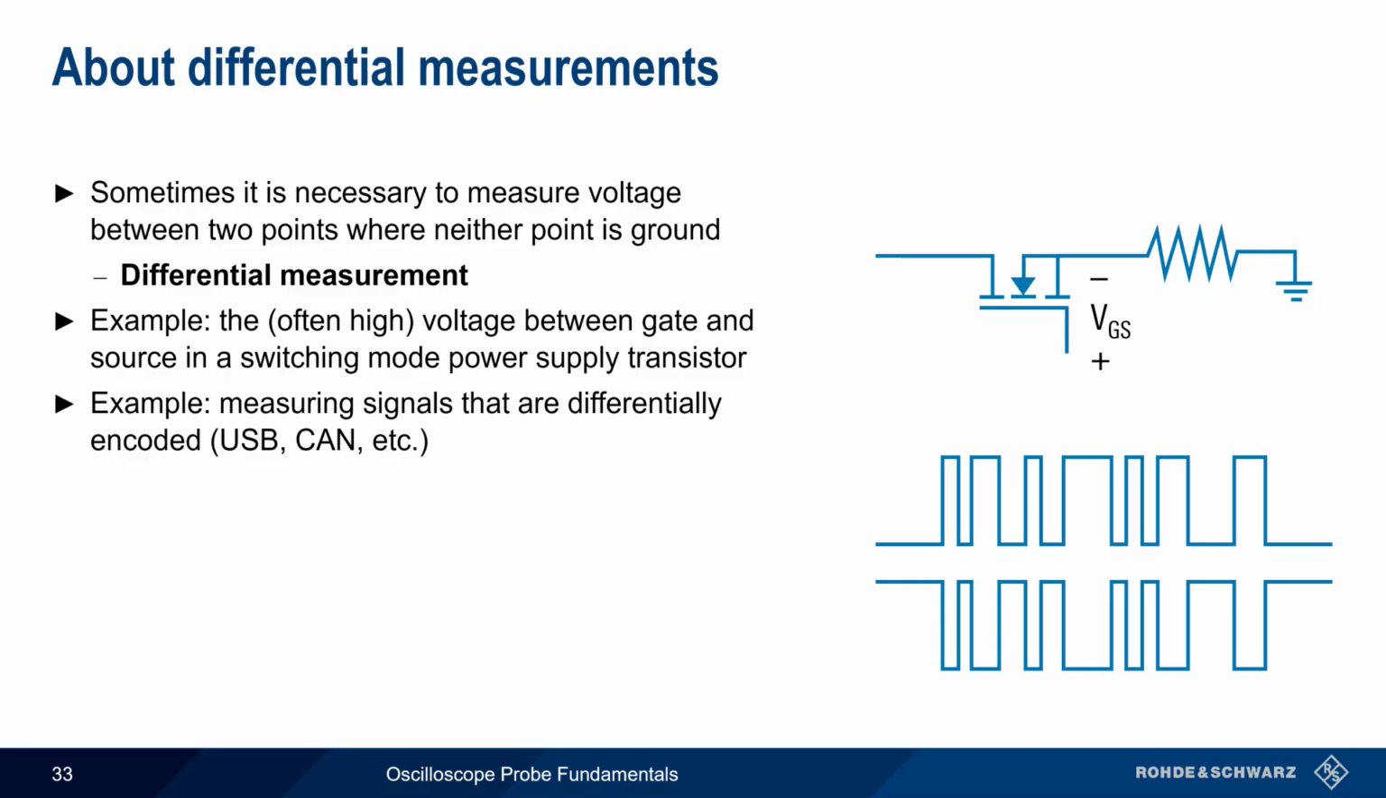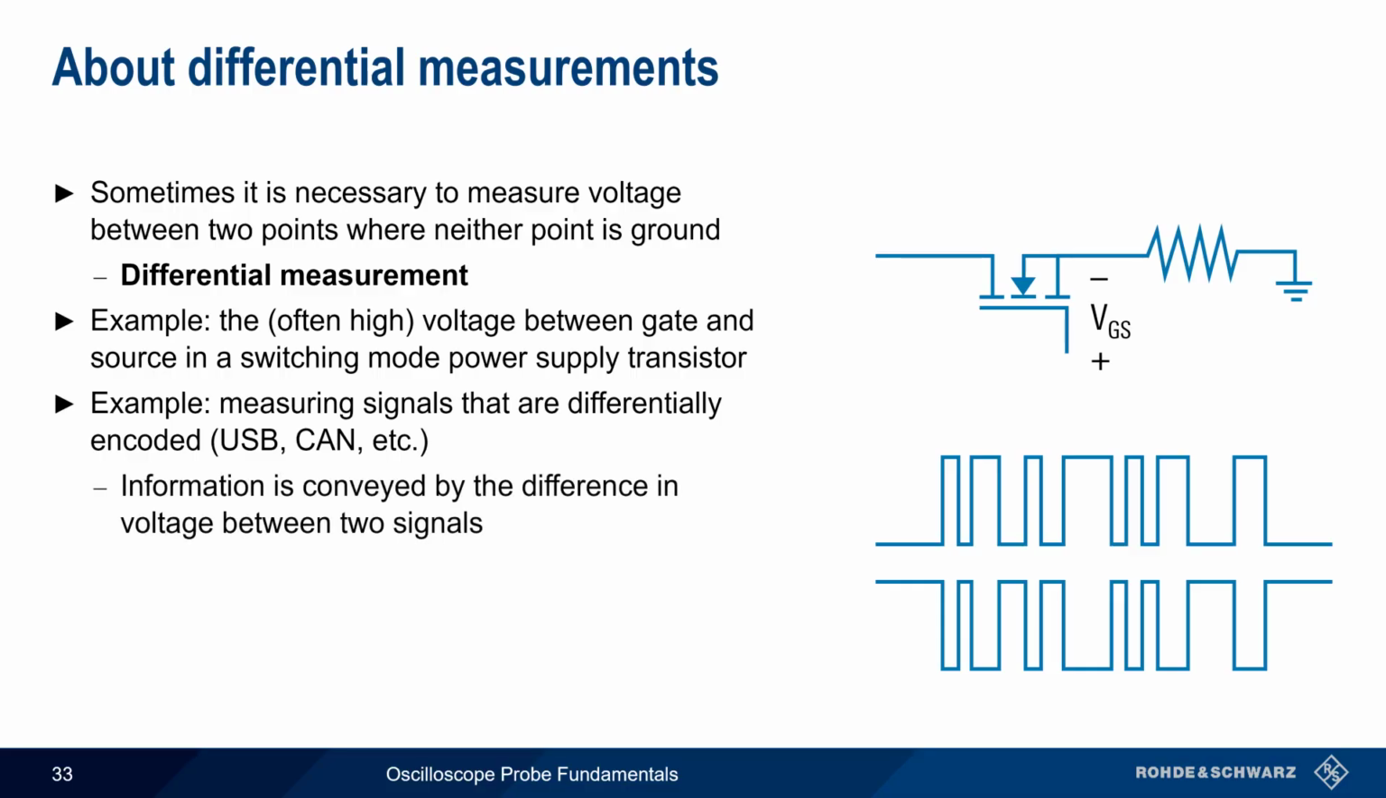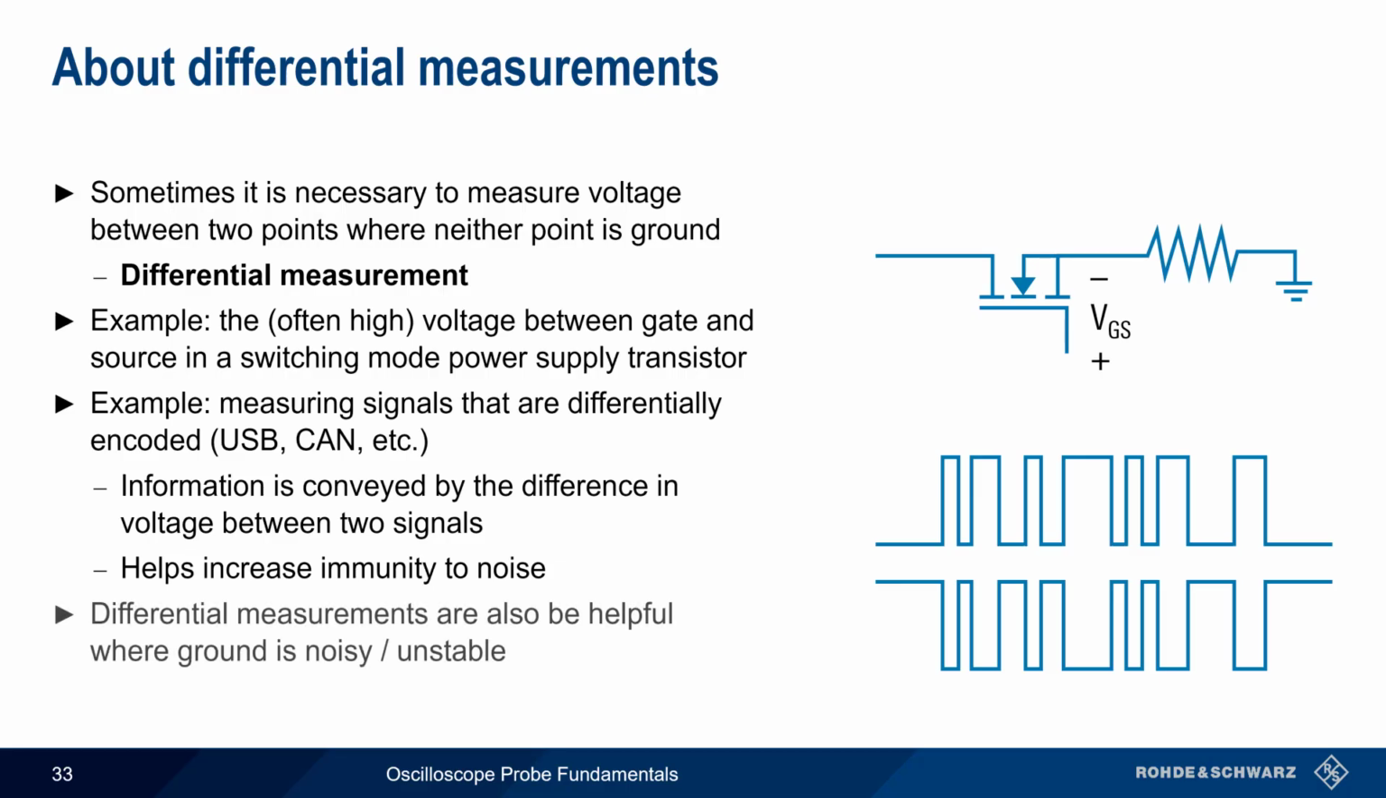Differential signaling, or encoding, conveys information by using the difference between 2 voltages, and thus has a much higher immunity to noise than single-ended signals. One additional area where differential measurements are useful is where a nominal ground exists, but is noisy or unstable.